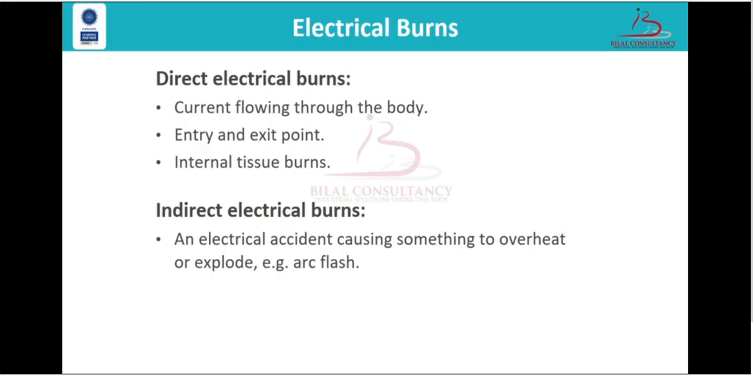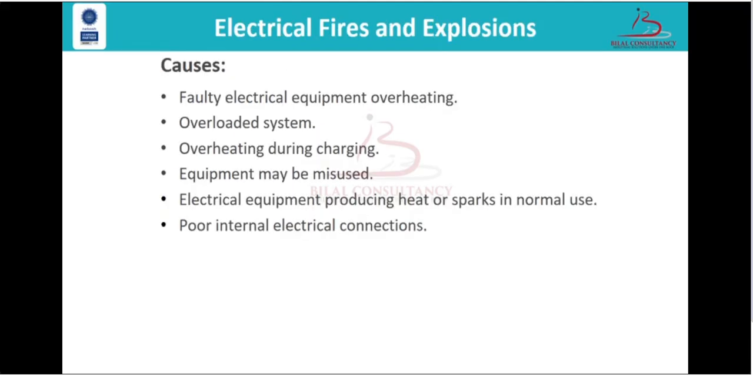Indirect electrical burns do not occur as a result of the current passing through the body, but when an electrical accident causes something to overheat and explode. For example, dropping a spanner onto a high voltage cable will cause a short circuit, which results in a flash of radiant heat and an explosion of molten metal. Moving forward towards electrical fires and explosions.